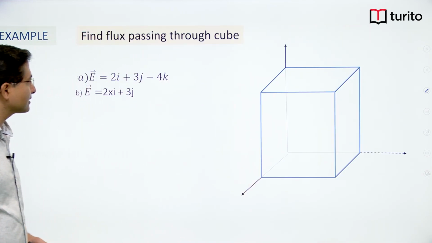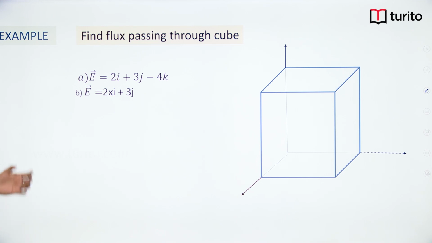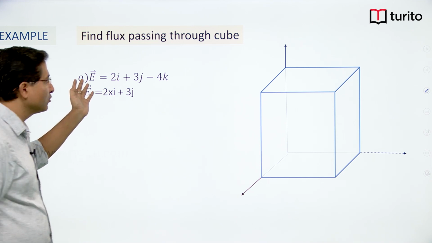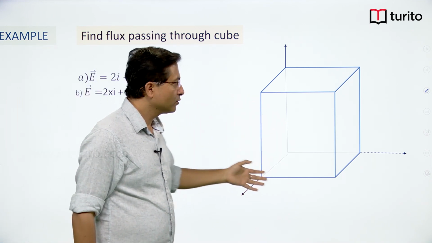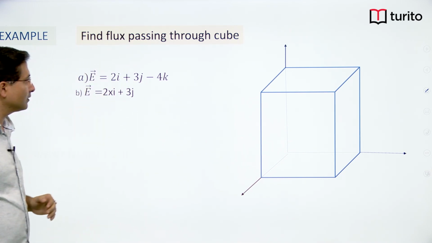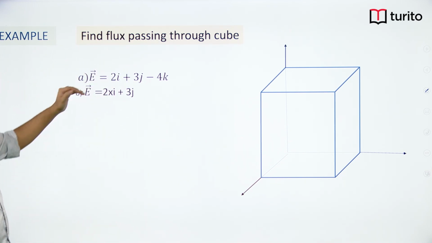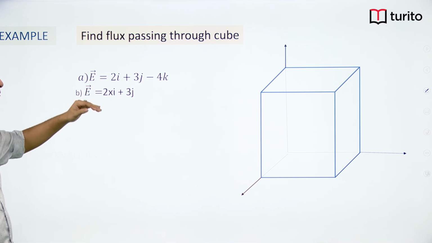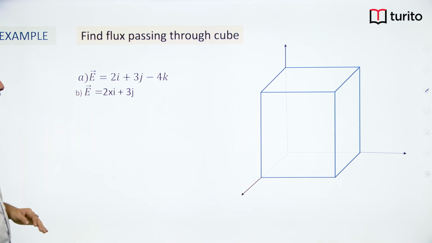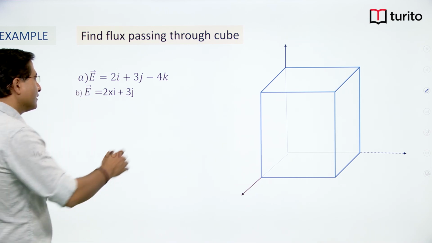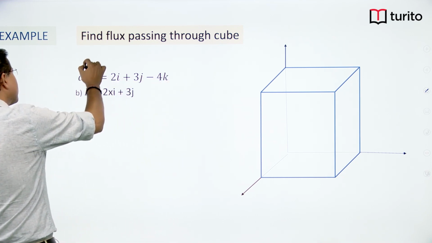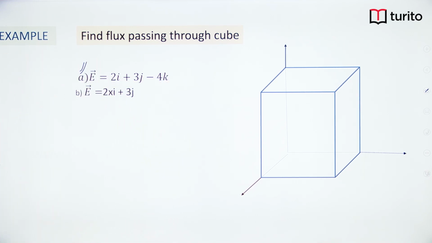Now, let us see another example. So, the question says find the flux associated with a cube. So, first example, we have the field equal to 2I plus j minus 4k, that is a uniform field, right. So, let us first see the first part. If the cube is placed in a uniform field, how much flux will be associated?